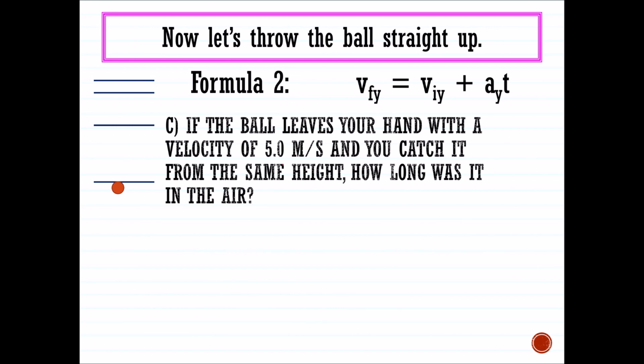Now let's throw the ball straight up in the air. If the ball leaves your hand with an initial velocity of 5 meters per second, and you catch it from the same height, velocity reaches 0 at the peak of the trajectory, comes back down. If you catch it from the same height, the final velocity is going to be negative 5 meters per second. How long was it in the air?